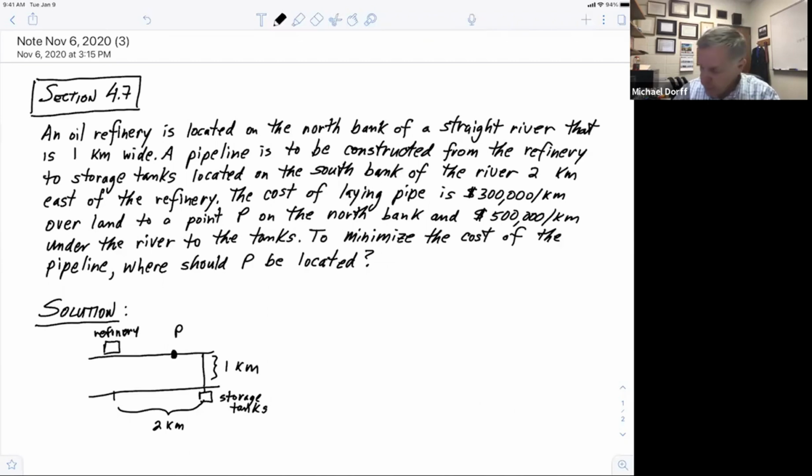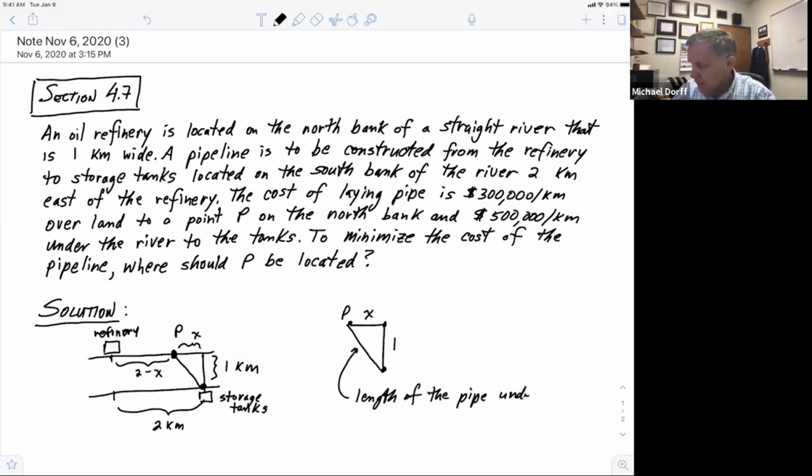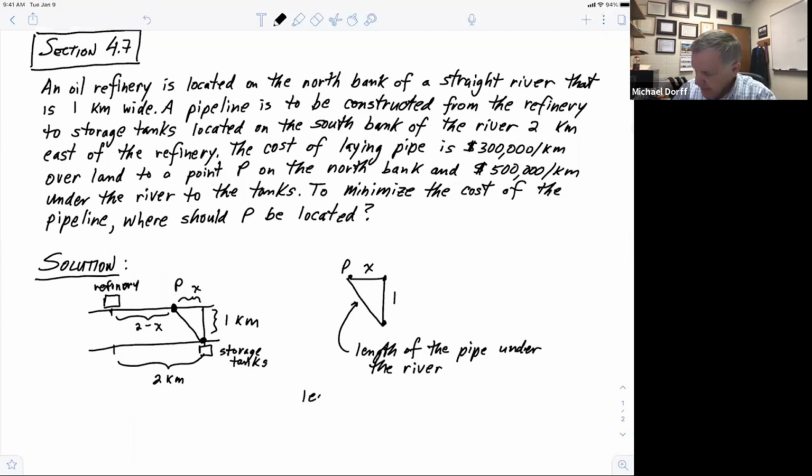So there's my point P. We're going to call this distance X. And so then we know that the distance from the refinery to P is going to be 2 minus X. All right. And if I look at this, I notice that from point P, and I have the distance X here. Then if I go down, I have across the river, there's 1 kilometer. This hypotenuse here, draw in there, that's going to be the length of the pipe under the river. And the length of the pipe on land is equal to this distance from the refinery to P. So it's going to be that distance there.